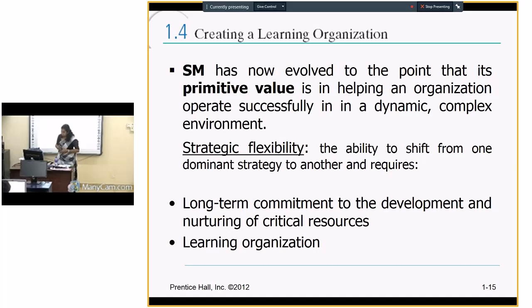I will teach separately about what a learning organization is in the next few slides. Therefore, what I want to highlight here is that in today's context, strategic management has become a very important role, because most organizations are concerned about this as almost all organizations operate in dynamic environmental settings.